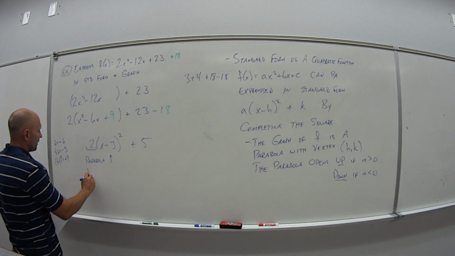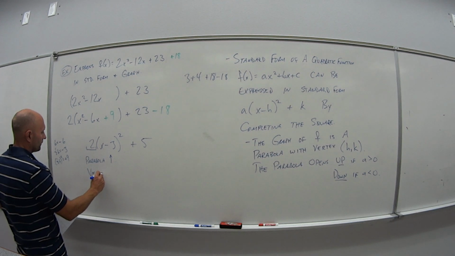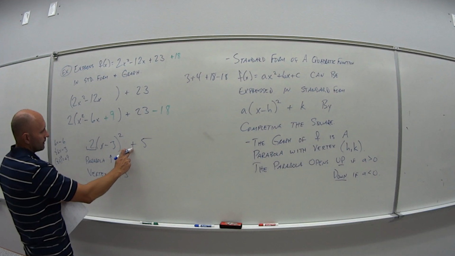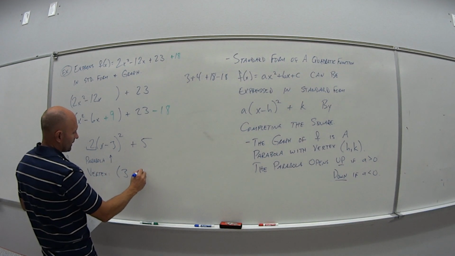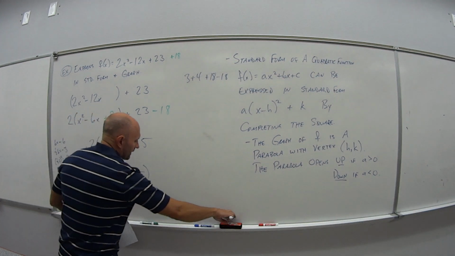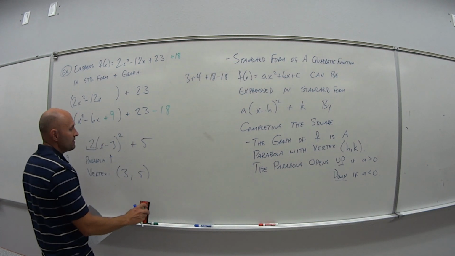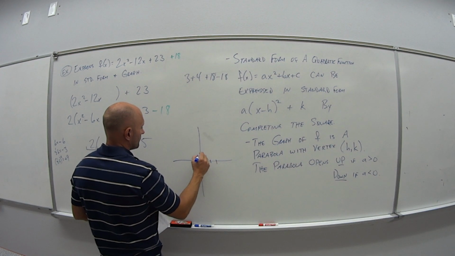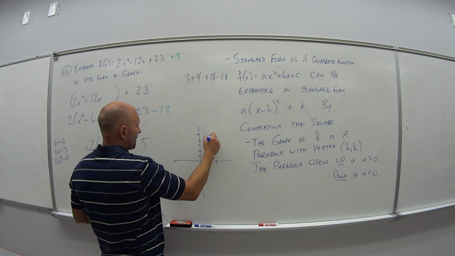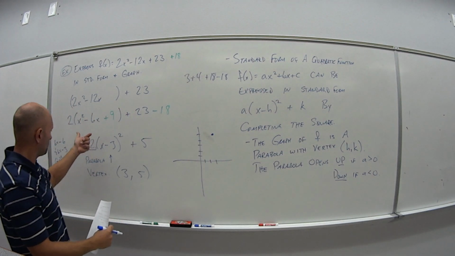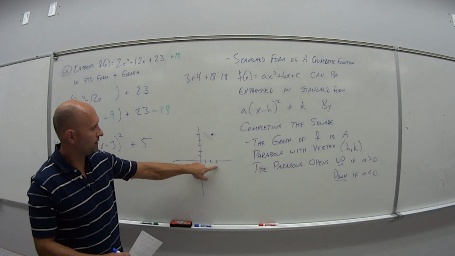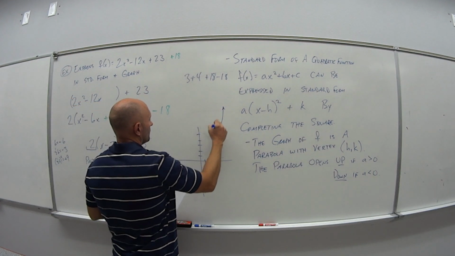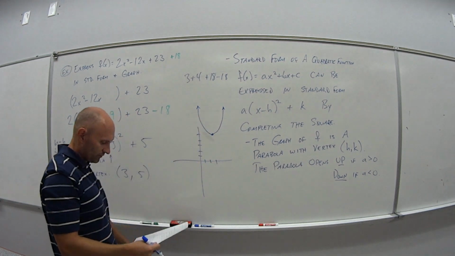And the vertex is where? The vertex, I see negative 3, so that's plus 3. And I see positive 5, and because it's on the outside, it stays positive 5. So my vertex is at 3, 5. So if I was to graph this, I know the bottom of the parabola, because it's pointing upward, is at 3, 5, 3 to the right, 5 units up. And because it's pointing up, it's going to look something like that.